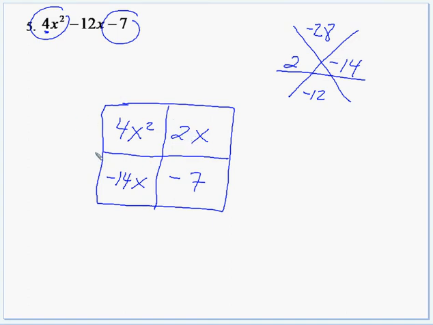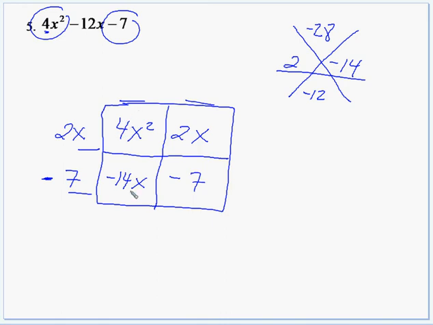Now we're going to pull out our GCF from this row, this row, and this column here. So when I look at my first row, I have 4x squared plus 2x. So our GCF is going to be 2x. Now on our second row, we have negative 14x minus 7. Since there's a negative on the outside of this box, you have to pull out a negative. So our GCF is now going to be negative 7.